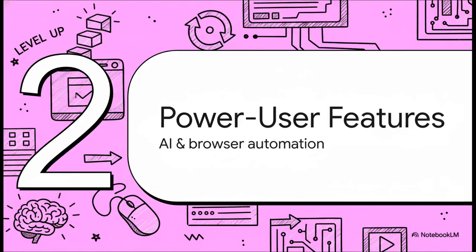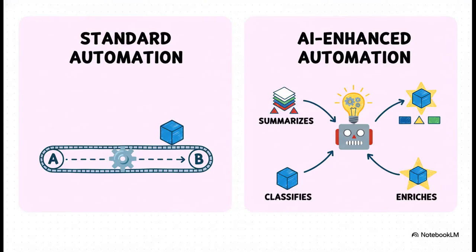So, once you've got that solid foundation really locked in, Dr. Grant says it's time to level up. This is where we go from just connecting a couple of apps together to building genuinely intelligent systems. These are the power user features that really separate the beginners from the pros. What's so cool about this is the leap it shows. You know, standard automation is pretty rigid. It just follows rules. But AI-enhanced automation, which is really Gumloop's specialty, is all about making intelligent decisions.